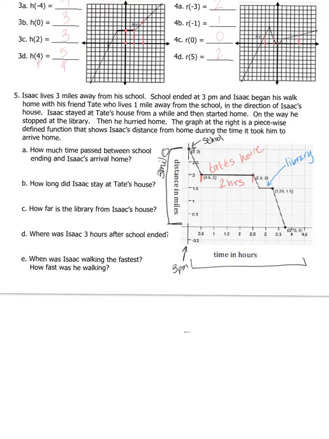So let's answer question A. How much time passed between school ending and Isaac's arrival home? He finally gets home all the way over here at the very end. So let's see. He left at 3 p.m. and then he went all the way 1 hour. If you notice, you have to go in increments of 2 because each little line is a half an hour. So 1 hour, 2 hours, 3 hours, 3.5 hours, 3.75.